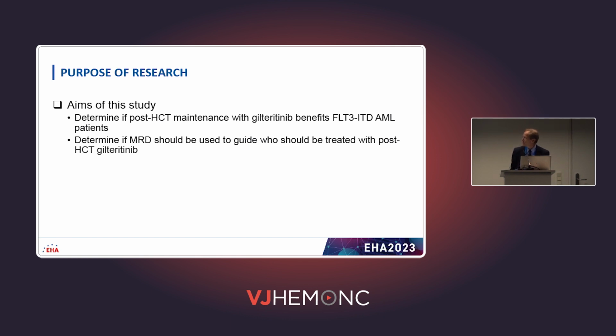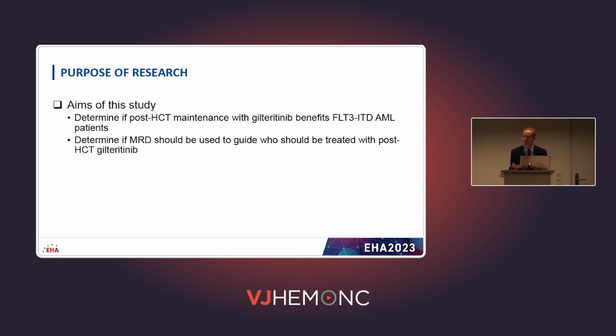This question is not resolved as to whether it should be done or whether it should be done in all patients. And so this trial was designed to first ask the question, should it be done for everyone? And if not, can we use measurable residual disease to identify those who perhaps should get the drug? Measurable residual disease is one of the most common or reliable prognostic factors in AML. It refers to very low amounts of disease, so 1 cell in a million.